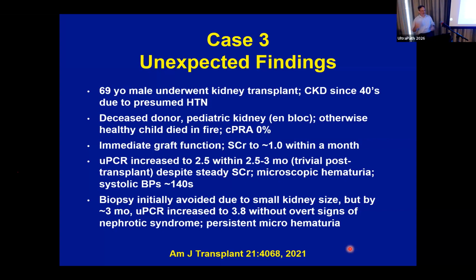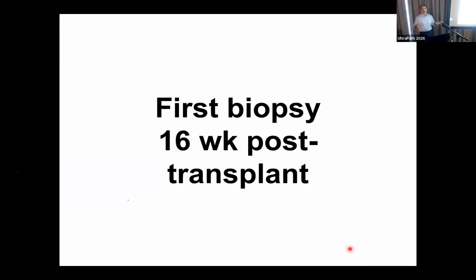They didn't want to biopsy him initially because the kidneys were small. But by about 3 months, his protein to creatinine ratio kept going up, to about 3.8. Although he didn't have any overt signs of nephrotic syndrome, he had this heavy proteinuria and persistent microscopic hematuria. So about 16 weeks in, they decided to biopsy him.